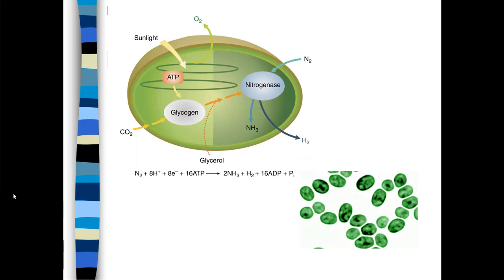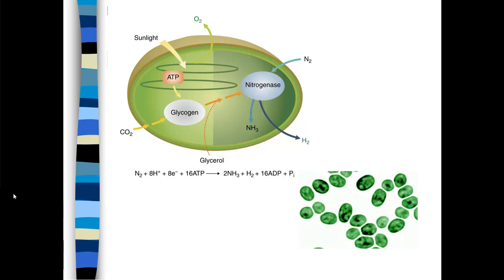Okay, and here's cyanothece. You can see that it's green, and so it's in its light phase. It's actually photosynthetic. And what it does is in light reactions, it can take carbon dioxide, convert it to glycogen, and then use that glycogen to fix nitrogen during the night.